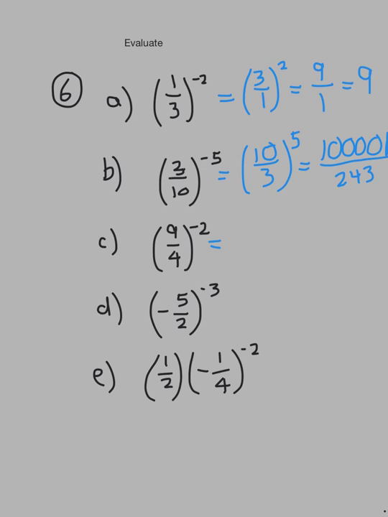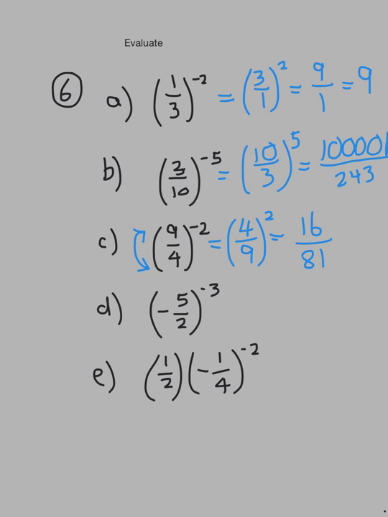A fraction here to a negative power, so we flip the fraction and make it a positive power. So the fraction goes upside down. That means we can make the power positive. 4 squared is 16, and 9 squared is 81.